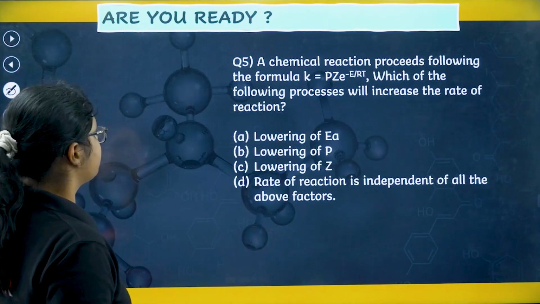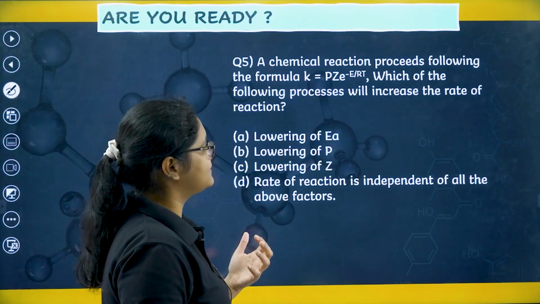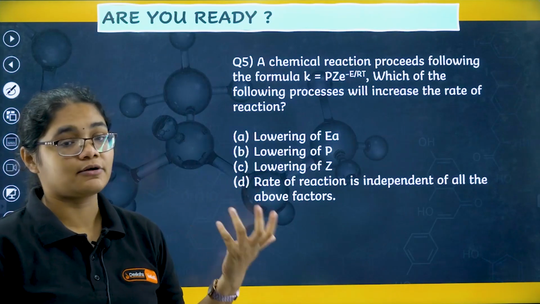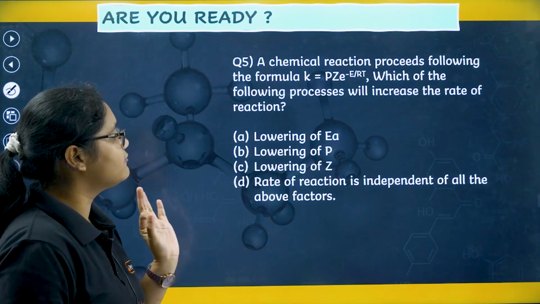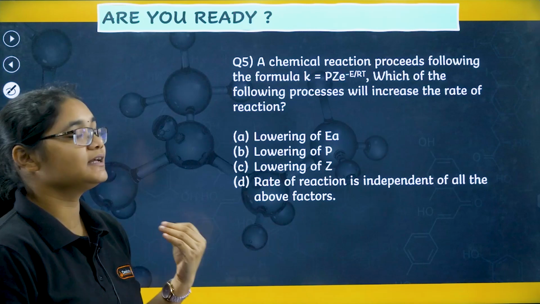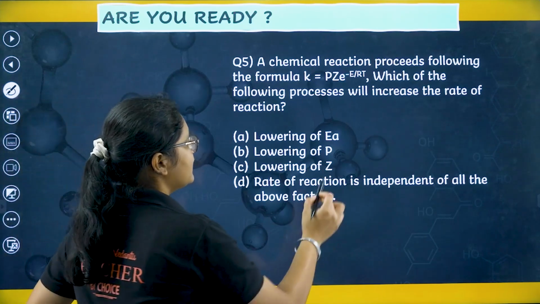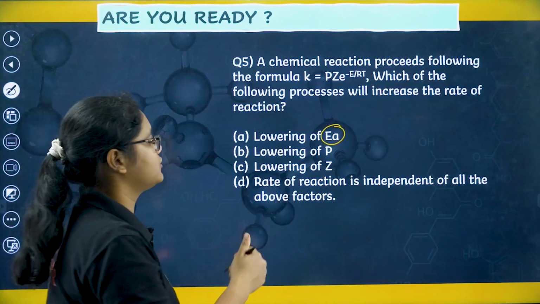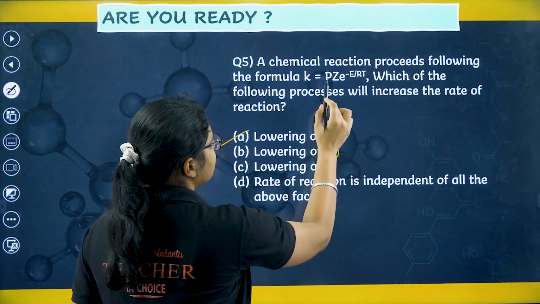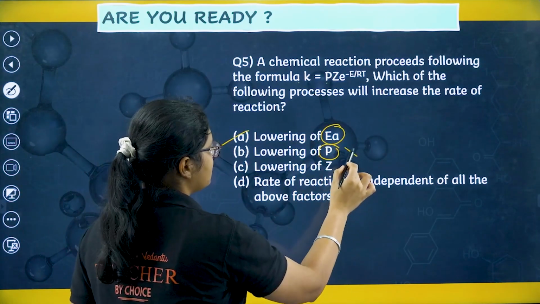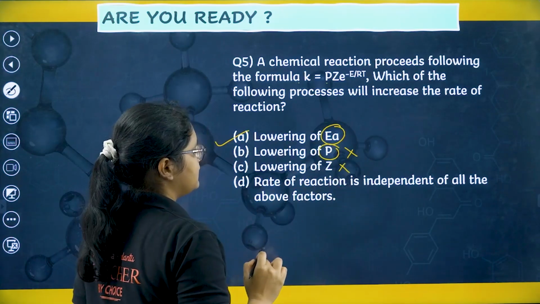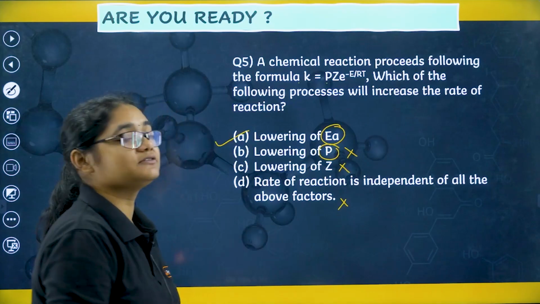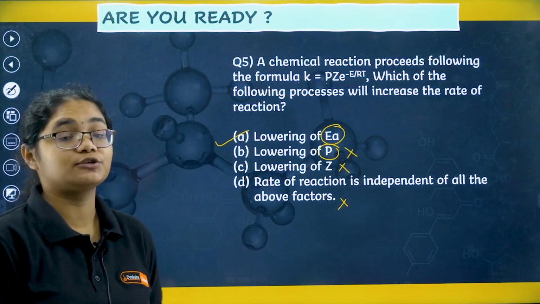Okay, moving to the 5th question. A chemical reaction proceeds following the formula K equal to PZ e to the power of minus EA by RT. Which of the following processes will increase the rate of the reaction? So lowering the EA, we have already discussed if activation energy reduces, the rate of the reaction will increase. Lowering of P, if P reduces, K will reduce, so that will not increase. If Z reduces, then also K will reduce. Rate of the reaction is independent of all the factors? No, it depends on the activation energy. So we have option number A here.